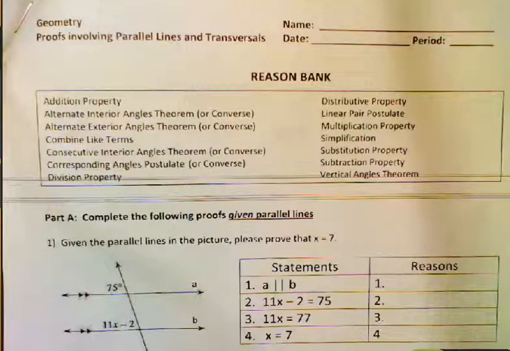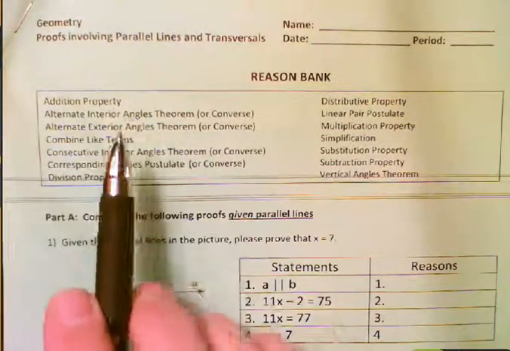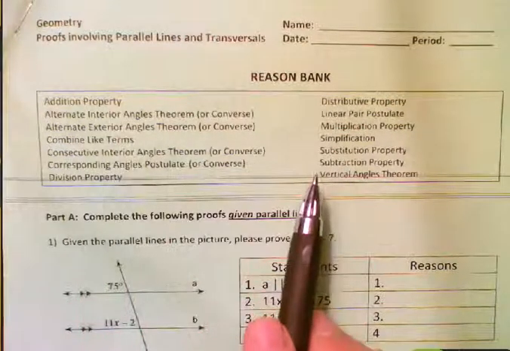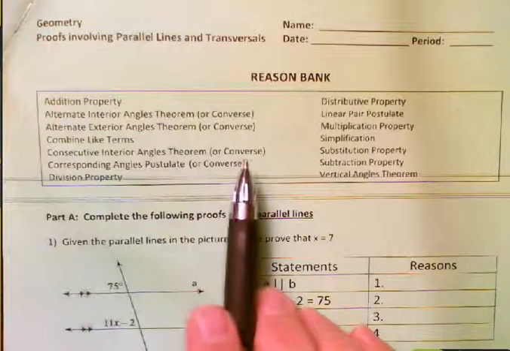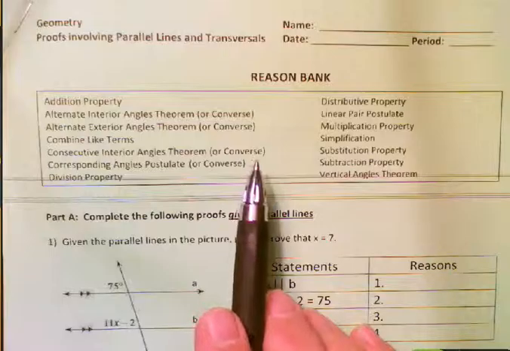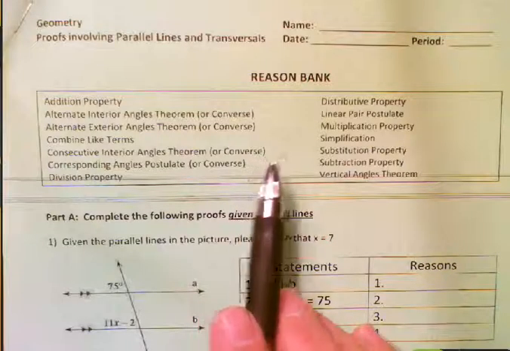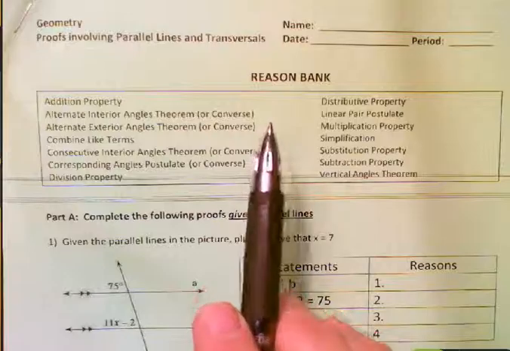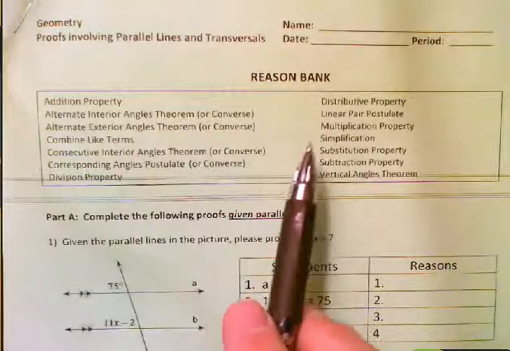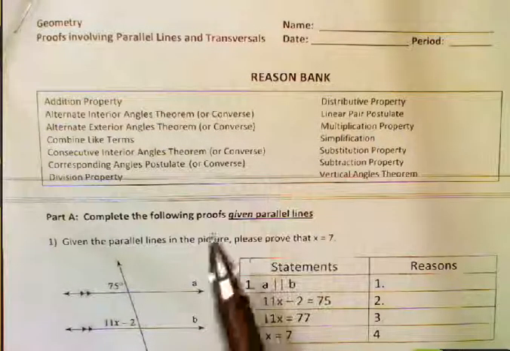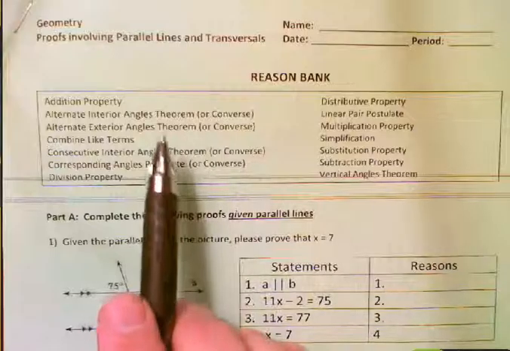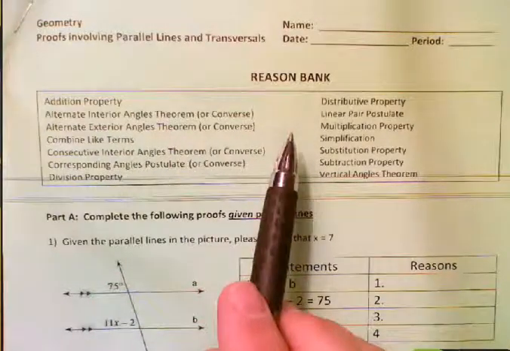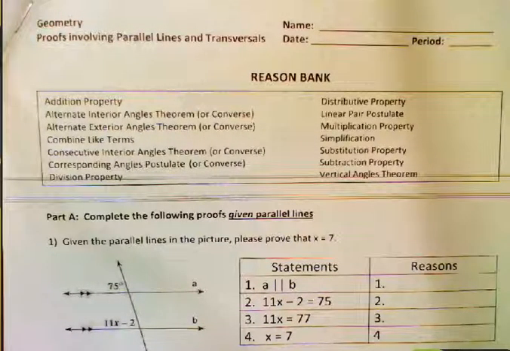Just to remind you, on the front page, I'll bring that back up, we have our reason bank. Every reason you give should come from here. The only one that's not on this reason bank is given, but we talked about how that was an automatic one. If you think you have a correct reason that isn't in this box, just ask. But for this practice packet, every single reason comes from here, or the reason is already given to you one way or the other.